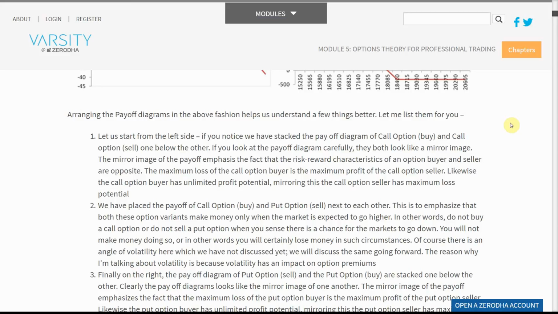We have placed the payoff of call option, buy, and put option, sell, next to each other. This is to emphasize that both these option variants make money only when the market is expected to go higher. In other words, do not buy a call option or do not sell a put option when you sense there is a chance for the markets to go down. You will not make money doing so. Or in other words, you will certainly lose money in such circumstances.